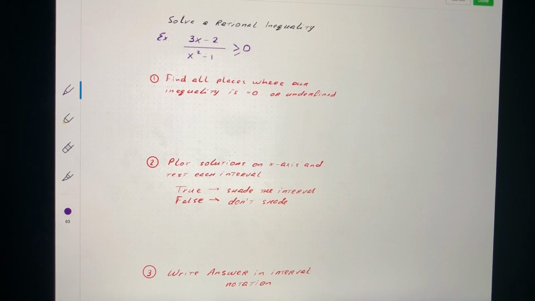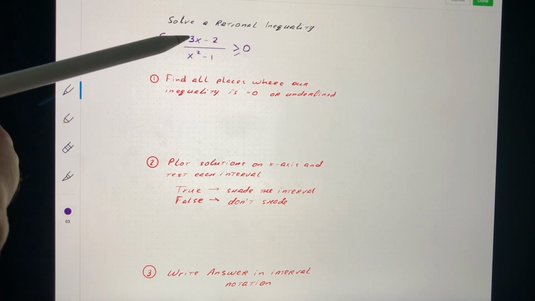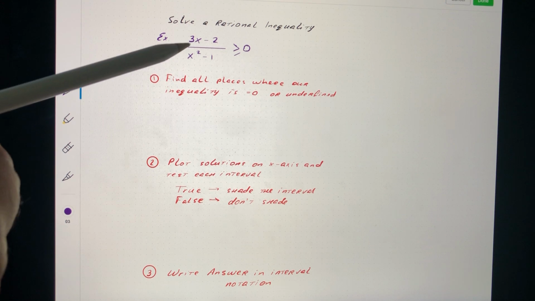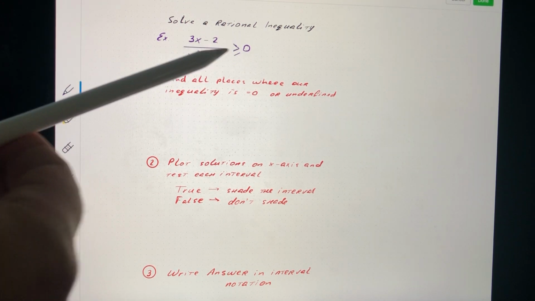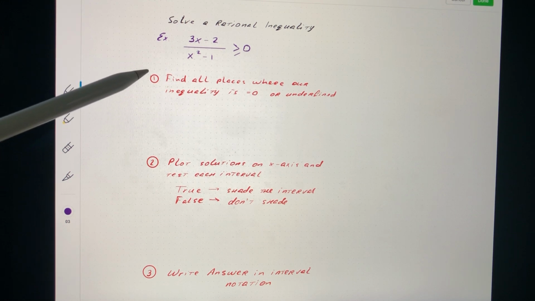Hello, in this video, let's talk about solving rational inequalities. So we have a ratio of one polynomial divided by another, and instead of the equal sign, we now have an inequality. There are three steps to solving this inequality.